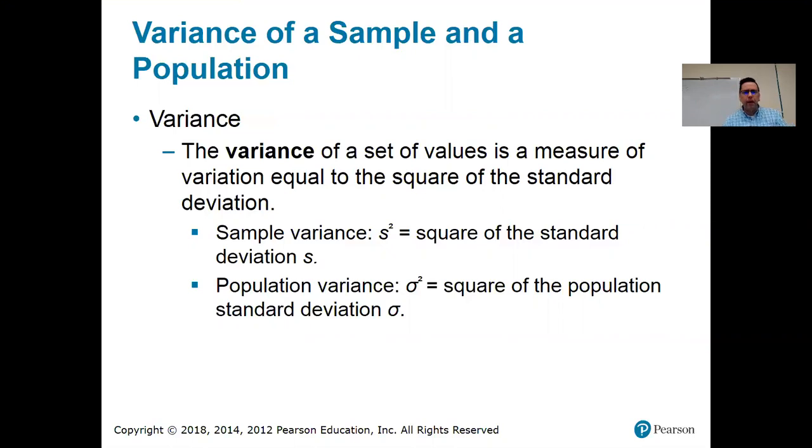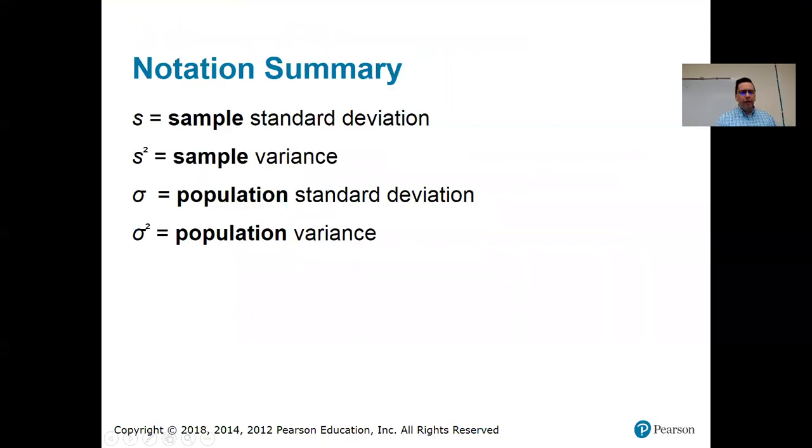All right. So the notation for variance, if it's a sample, you just write it as s squared. And if it's a population, you write it as sigma squared. Okay. All right. So there's all your notation: sample standard deviation, sample variance, and then population standard deviation, population variance.